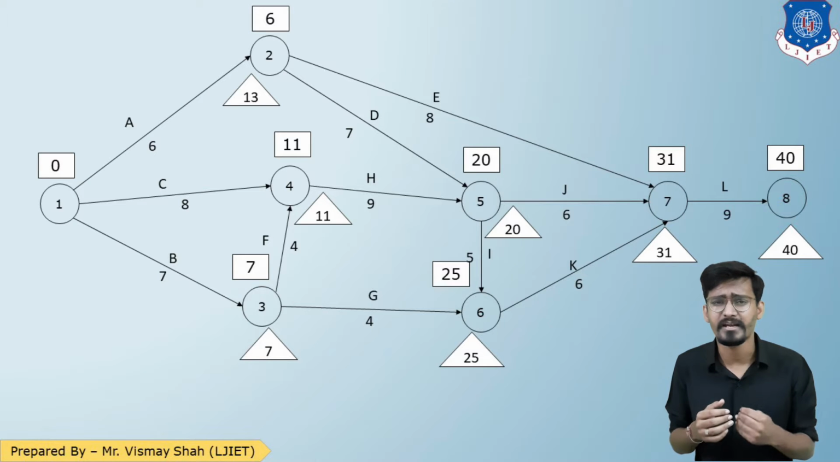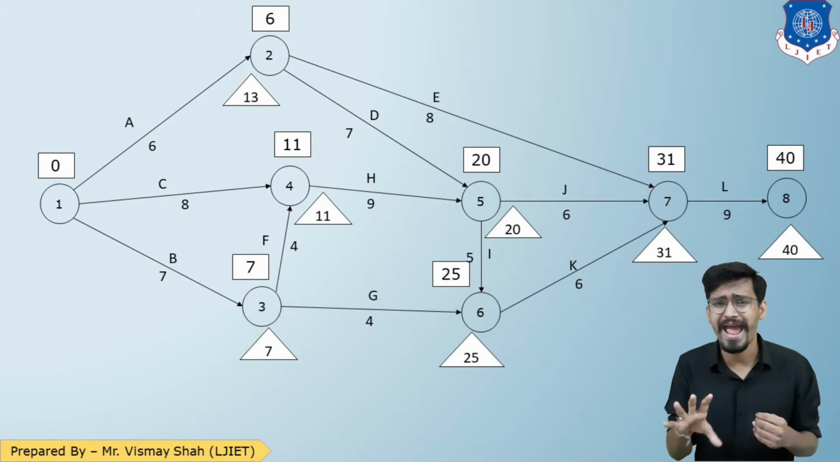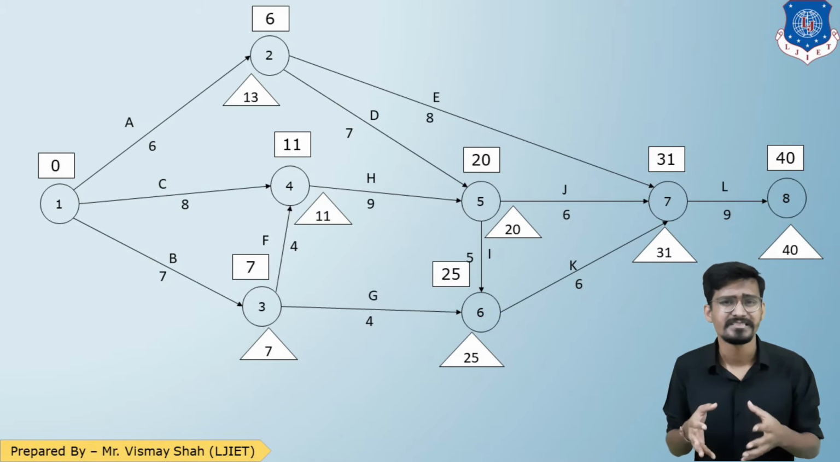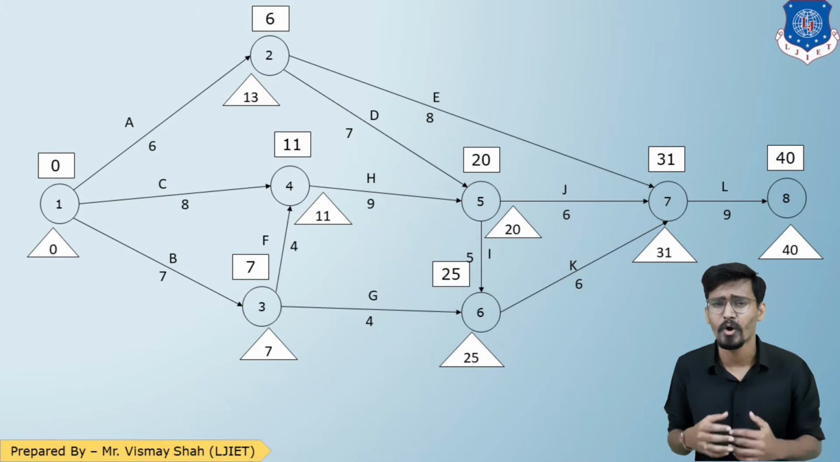Now talk about event number 1. Event number 1 has 3 arrows. So reverse path, 2 to 1, 3 to 1 or 4 to 1. So if I go 2 to 1, 13 minus 6, 7. If I go from 3 to 1, 4 minus 4, 0. And if I go from 4 to 1, 11 minus 8, 3. So 7, 0 and 3. Minimum is 0. So we got our 0 back.